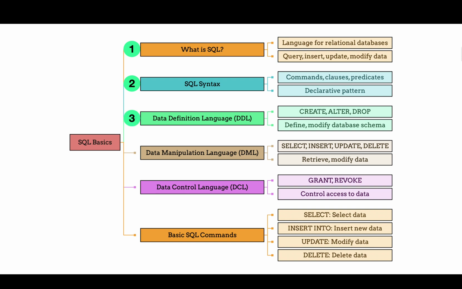3. Data definition language, DDL, includes commands like create, alter, and drop. These commands are used to define and modify database schema and structure. 4. Data manipulation language, DML, consists of commands like select, insert, update, and delete. These are used for retrieving and modifying data within database tables. 5. Data control language, DCL, includes commands like grant and revoke, which are used to control access to data in the database. 6. Basic SQL commands.